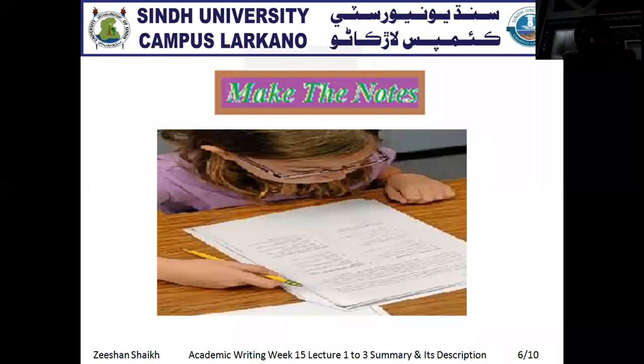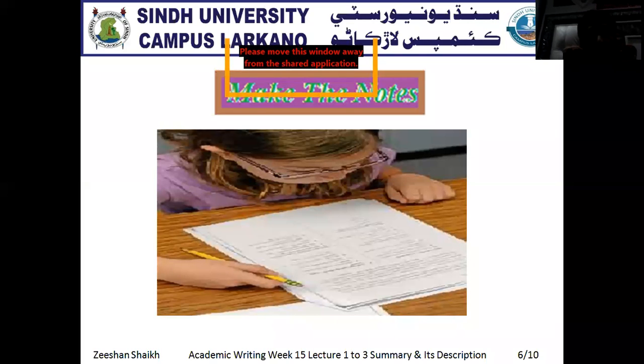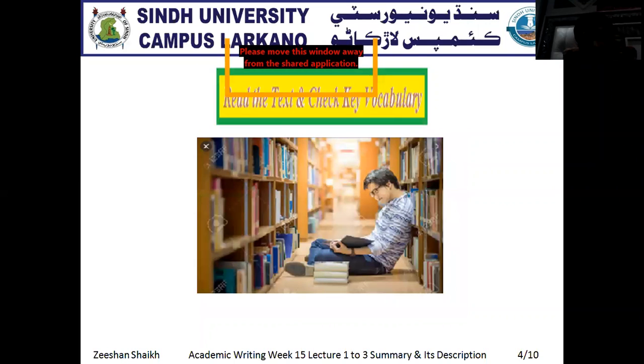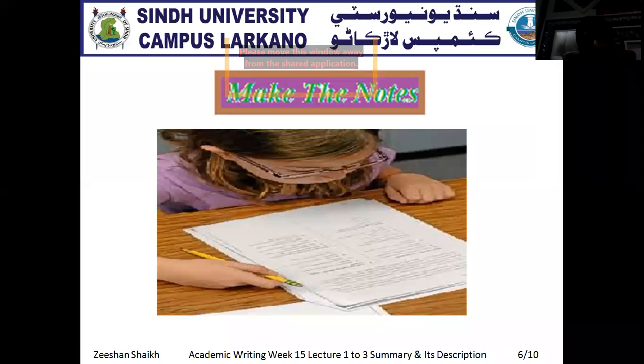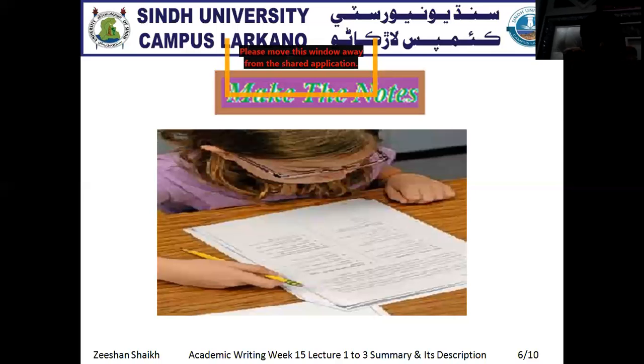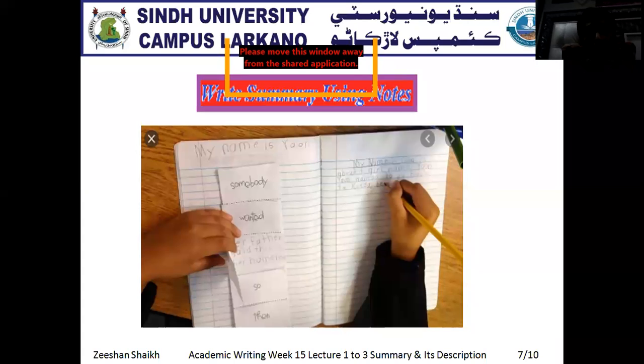Check your vocabulary, then underline the keywords or main points. So after applying these two points, the third point is: make the notes. After applying the first points, read the text, check the vocabulary, then underline the main points, after acting upon these two points, you have to make your notes. Clear? Whatever thoughts, whatever main points come into your mind, you have to write in your notes. So this becomes your note making hour, and this becomes make the notes. Clear? Now the fourth one is: write the summary using notes.